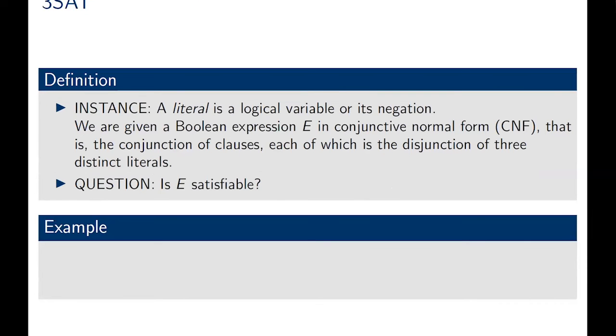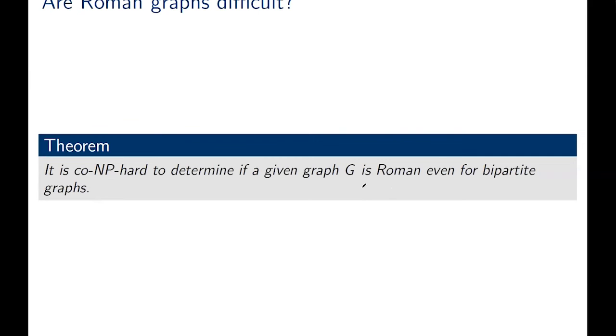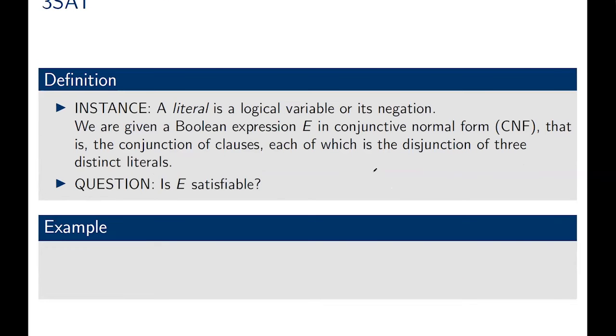To show that determining whether a graph is Roman or not is difficult, we show that it is at least as difficult as another well-known difficult problem. This well-known difficult problem is 3-SAT. And we will show that if we could decide in polynomial time whether our bipartite graph is Roman or not, we could solve the 3-SAT problem in polynomial time.